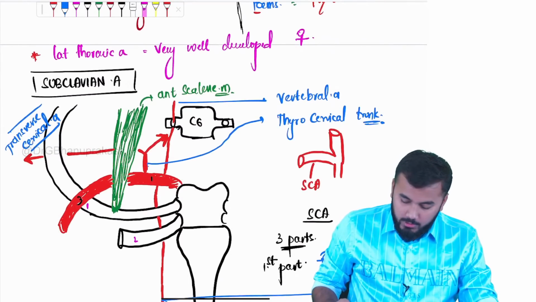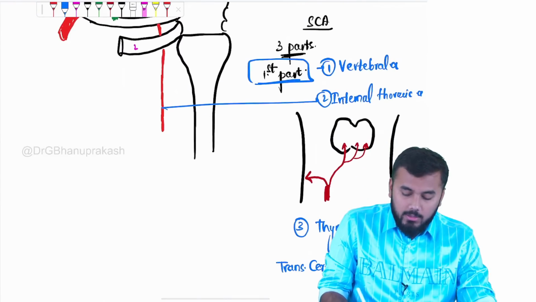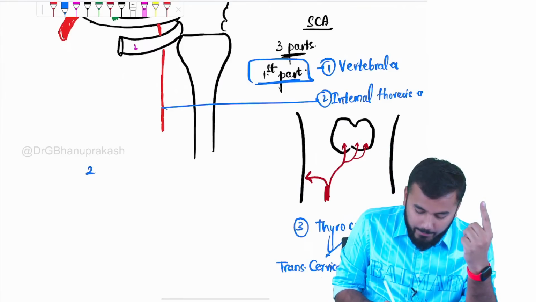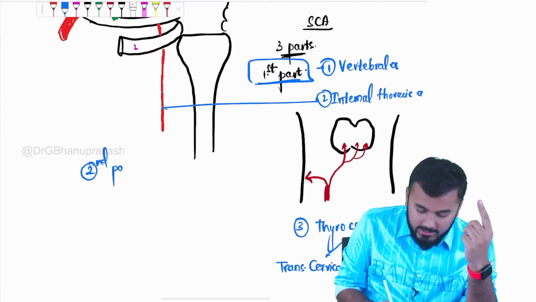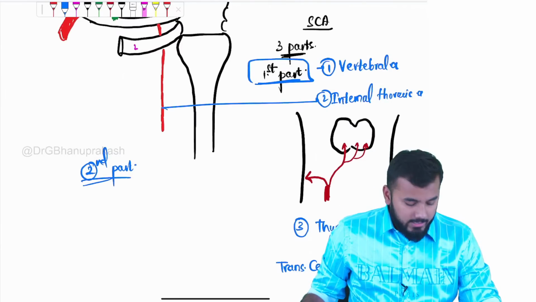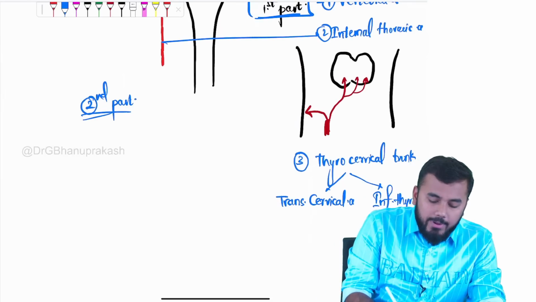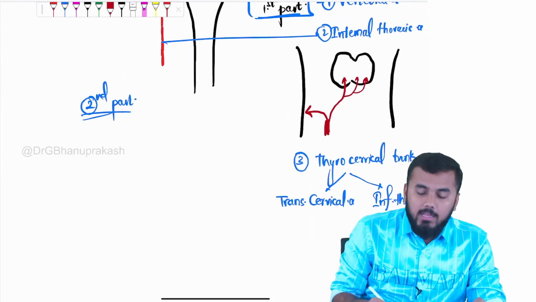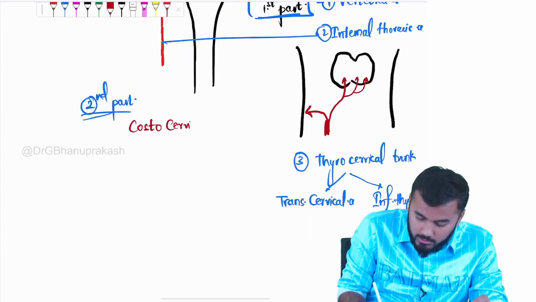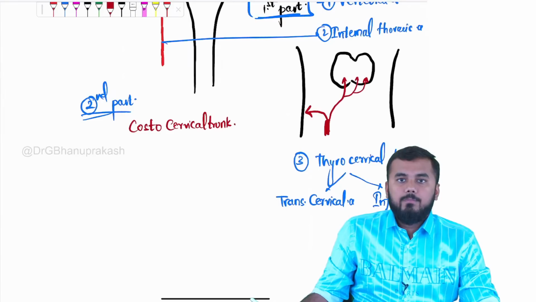Okay, fine. So far I have discussed only the first part. Out of three parts, I have discussed the first part. Now I am discussing the second part. Where is the second part? It is located behind the anterior scalene muscle. So what is the branch which is given by the second part? That is called the costocervical trunk. Okay.